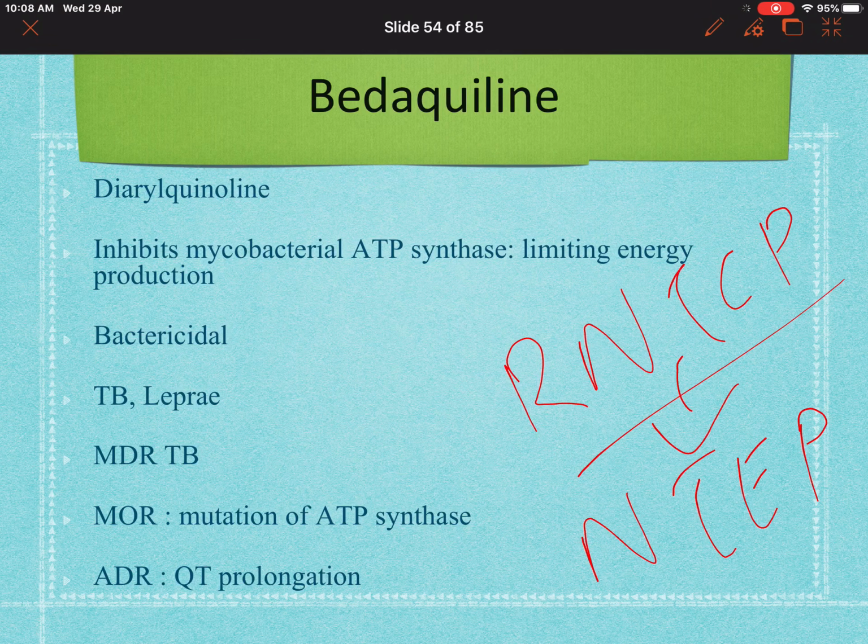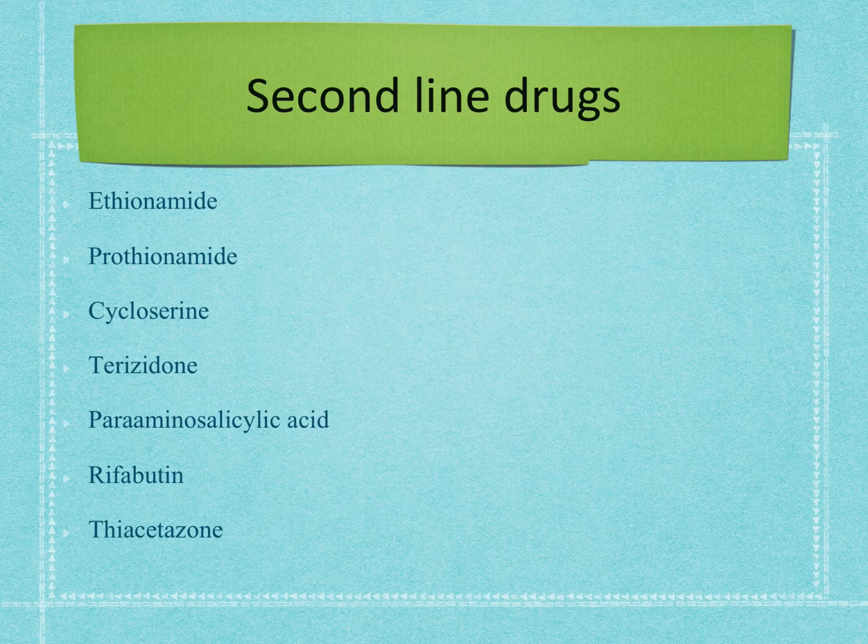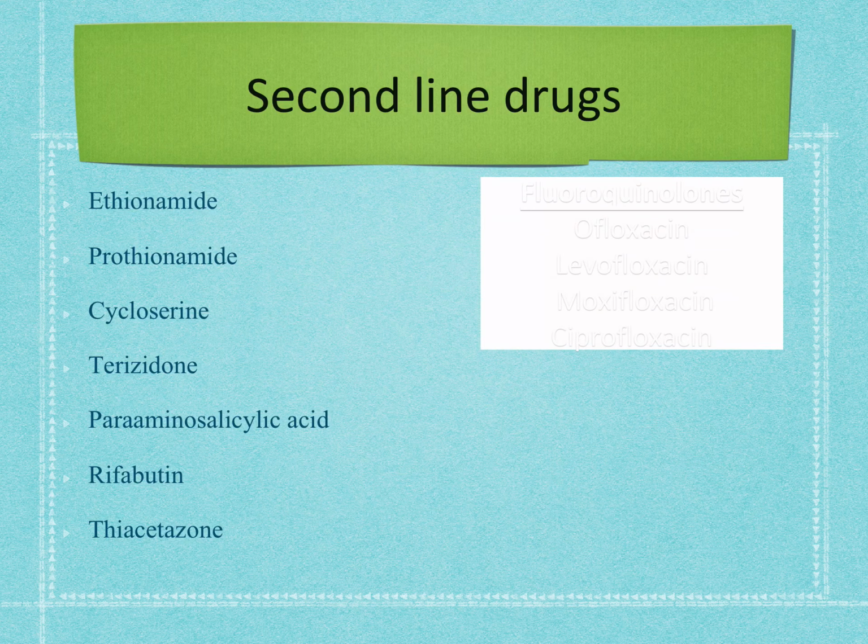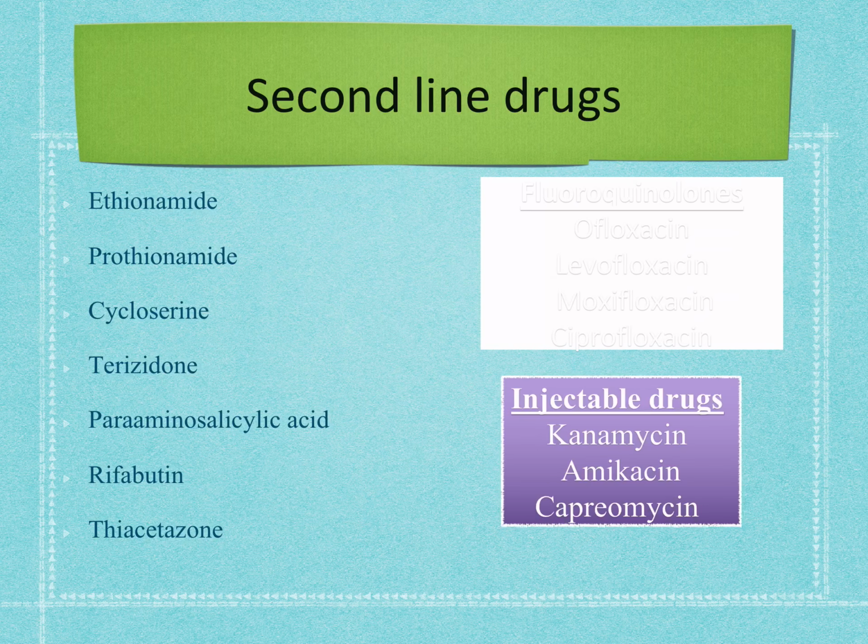Bedaquiline is a newer drug. It acts by inhibiting the mycobacterial ATP synthase. It is a bactericidal drug. It is not used as a first line drug. We use it predominantly for multi-drug resistant tuberculosis. The second line drugs include ethionamide, prothionamide, cycloserine, terizidone, para-aminosalicylic acid, rifabutin, thiacetazone, and also fluoroquinolones, along with injectable drugs.